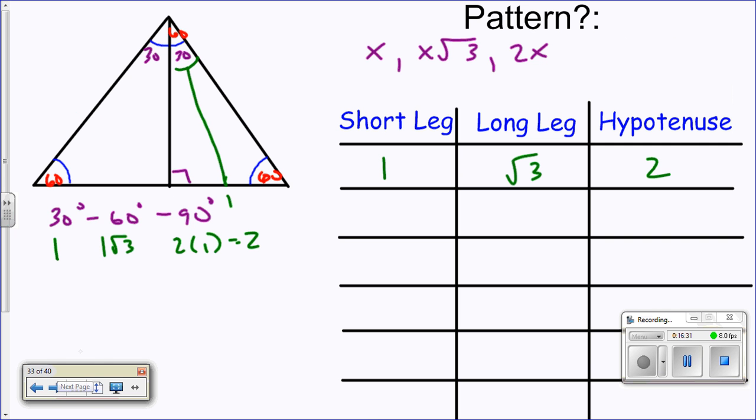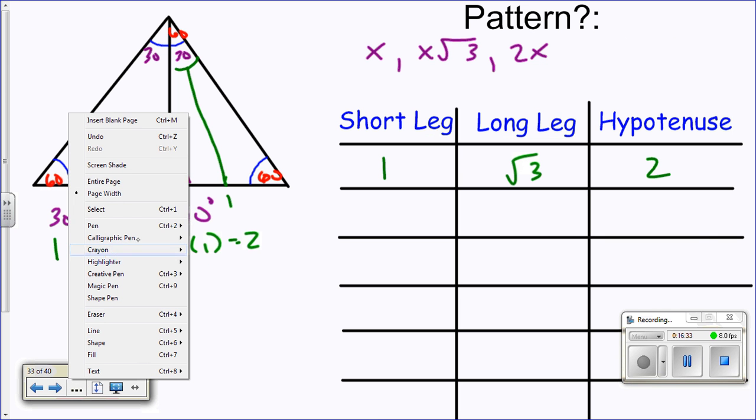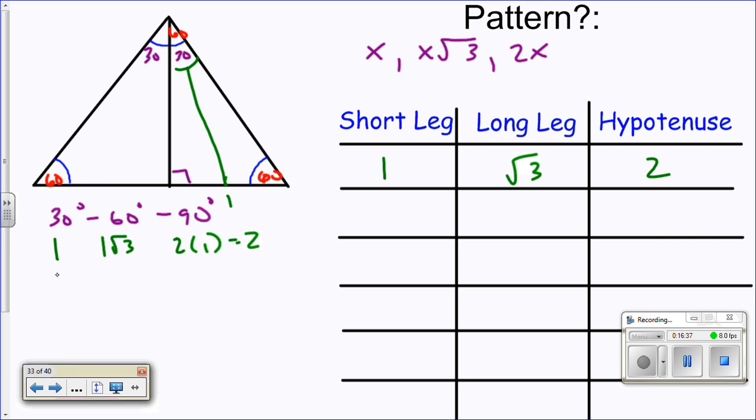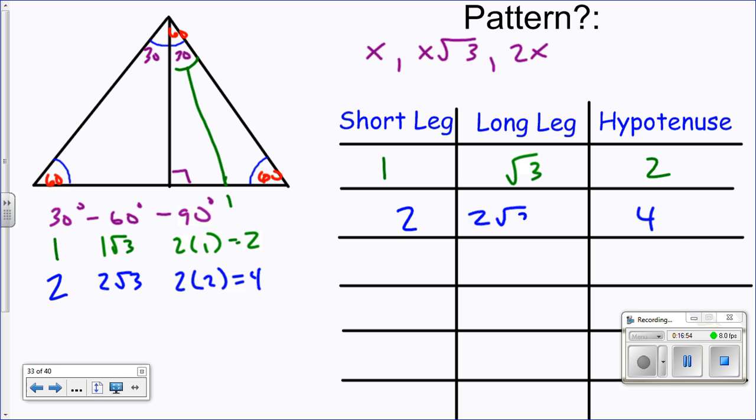Oops, that was an accident. Let's try another one. Let's say across from the 30 degrees is 2. So that means across from 90 would be 2 times 2, which is 4. And then across from 60 will be 2 root 3. Okay, so that's the pattern. It's not meant to be hard.